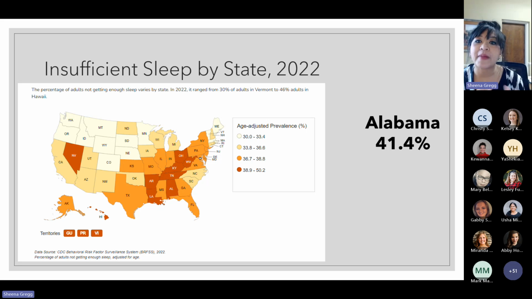So as I started preparing content for this presentation, I was starting to look at some of the data that's out there, and the CDC's Behavioral Risk Factor Surveillance System really looks at sleep from U.S. adults. So for those 18 years of age and older, the percentage of adults who do not get enough sleep is really going to vary by where they live and their sex, age, and race and ethnicity. And as we look at this map, I had to kind of chuckle when I saw that Alabama was in one of the higher percentage ranges. When we look at Alabama specifically, it's actually 41.4%.